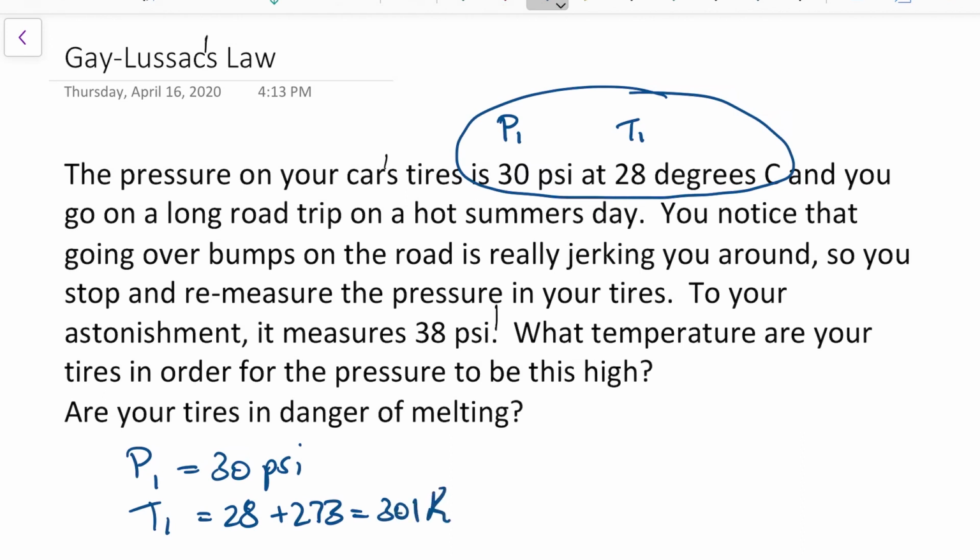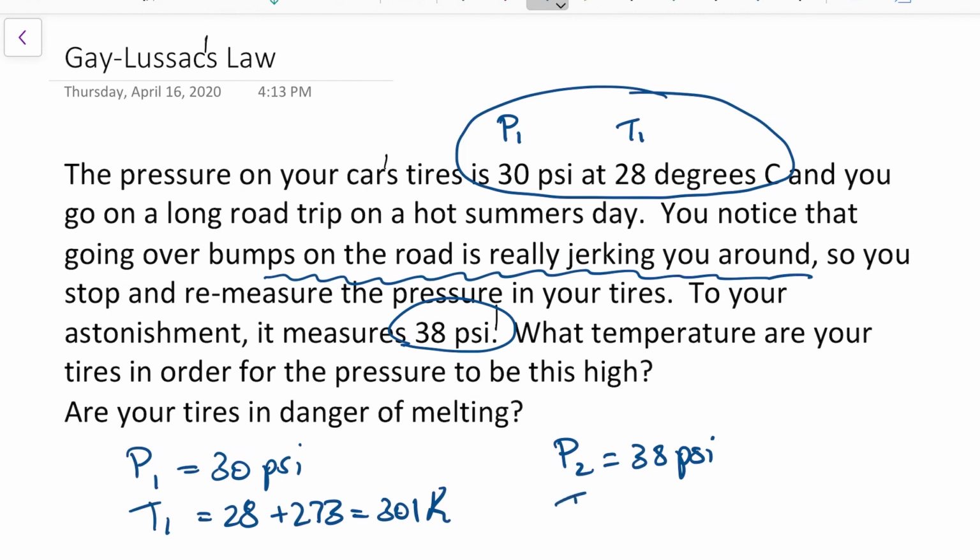And you go on a long road trip on a hot summer's day. You notice that going over bumps on the road is really jerking you around. So you stop and remeasure the pressure in your tires. To your astonishment, it measures 38 psi. So this is our second pressure reading. What temperature are your tires in order for the pressure to be this high? So now we're going to solve for T2.